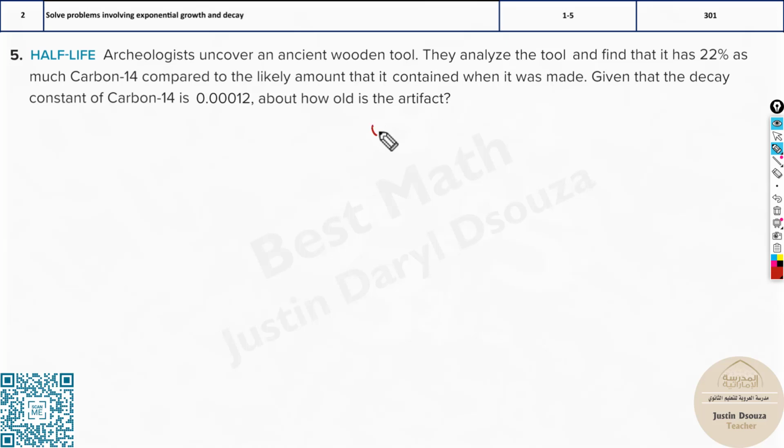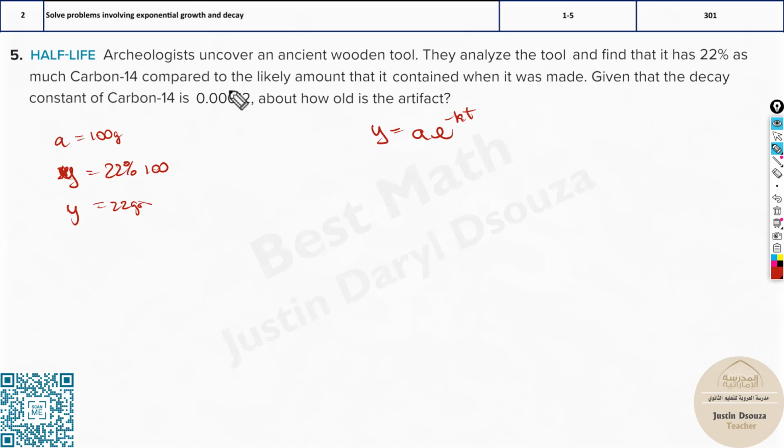It's about half-life again. Half-life is decay, so it's Y equals A E power minus KT. Let's look into the problem now. Archaeologists uncover an ancient wooden tool. They analyze the tool and find that it has 22% as much carbon compared to the likely amount that it contained when it was made. Now what this means is 22% of the carbon amount is remaining, it has it. So initially if A was 100 grams, now Y is 22% of 100, that is 22 grams. So this is Y.